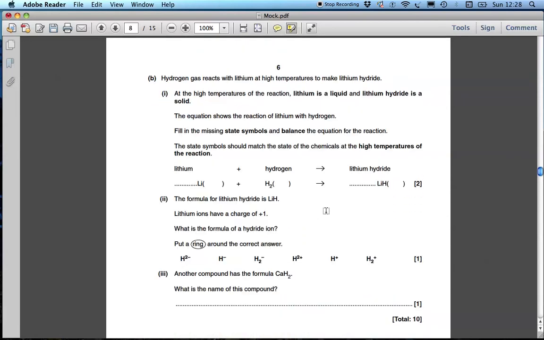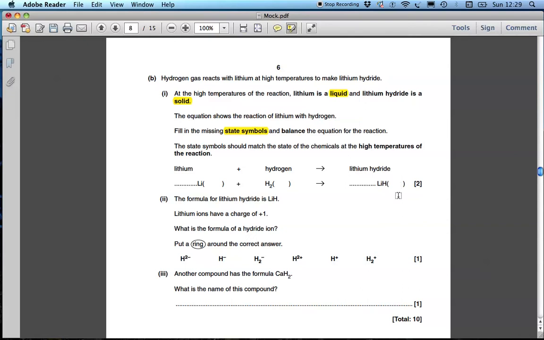Then we have a question. Some of you have seen this before, and you're being asked to give the state symbols and balance an equation for the reaction between lithium and hydrogen. So let's start with our state symbols. We're told in the question that lithium is a liquid at high temperatures and that lithium hydride is a solid. So all you had to do was a lowercase l there. If you gave uppercase, that's incorrect. Hydrogen is a gas, and lithium hydride is a solid. You're told that in the question.